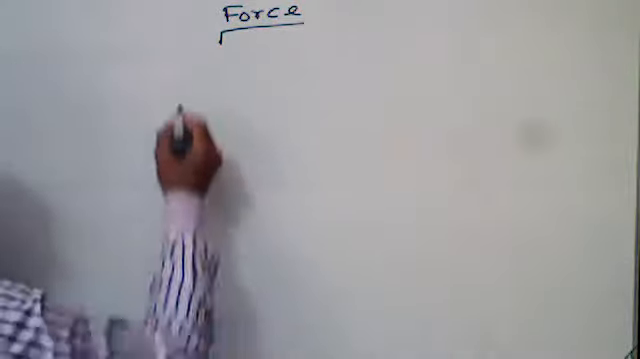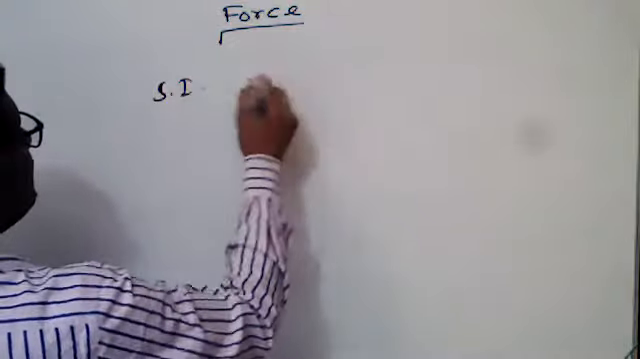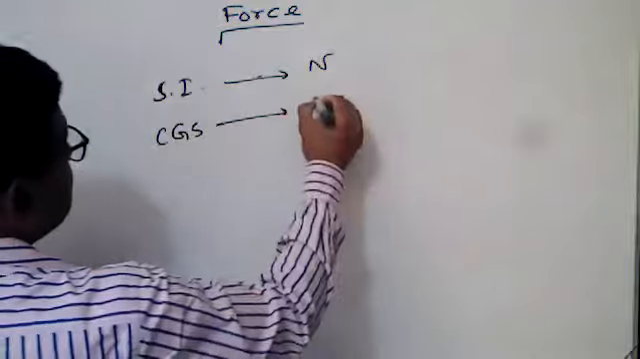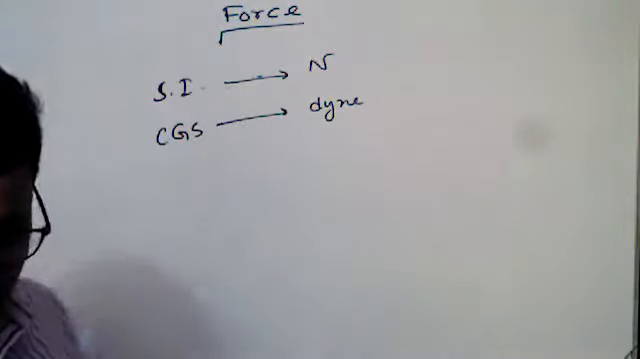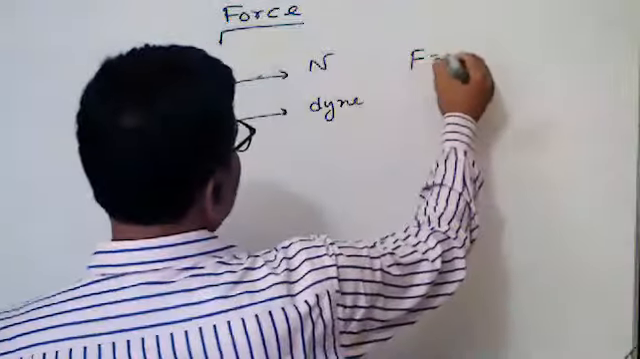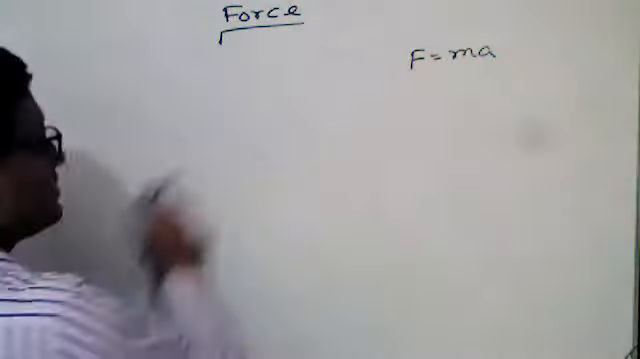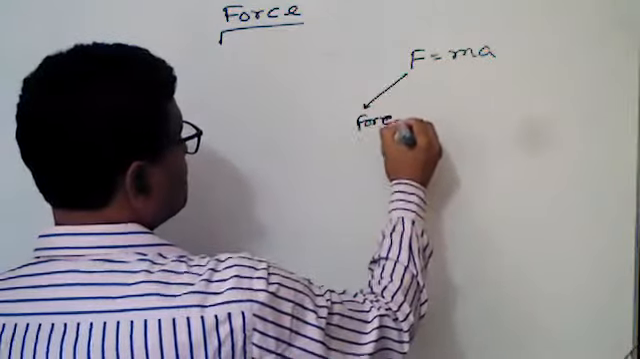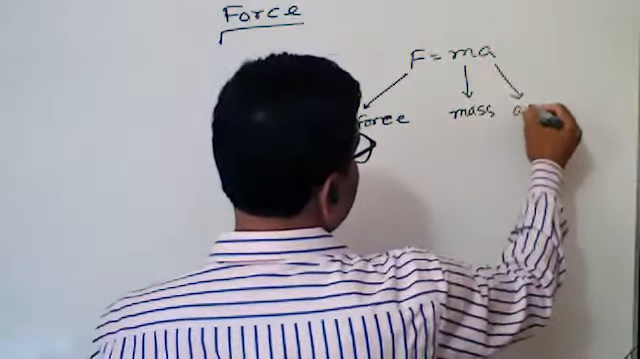The unit of force is Newton. In the SI system, the unit of force is Newton, and in the CGS system, it is dyne. Force is measured by F equals to ma. You have to remember this. F equals to ma, where F is the force, m is the mass, and a is the acceleration.